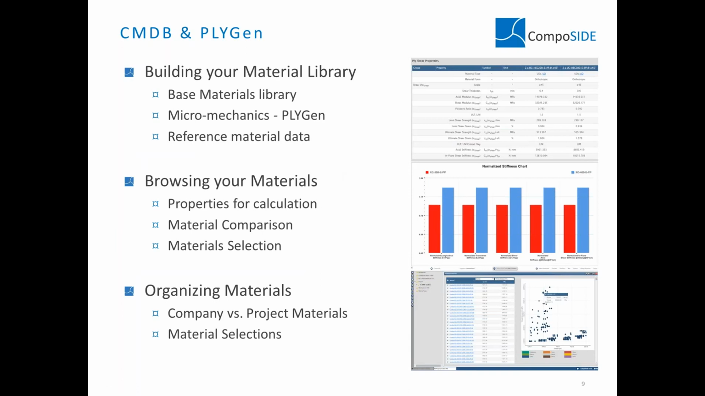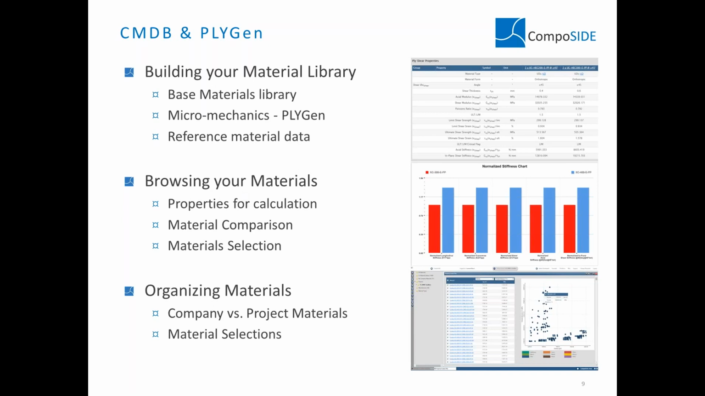CMDB is the CompoSIDE materials database, and it includes a module called Plygen, which is for ply generation really. What it does is that this module allows you to build your own dedicated material library. So you can include your base materials with all the needed properties, create and evaluate new plies through dedicated micromechanics. And it's also a tool that helps you to manage your material properties.